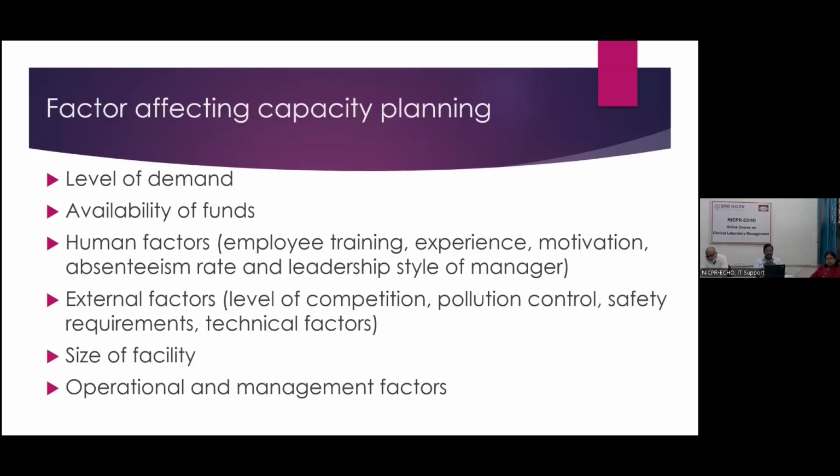Then what are the factors affecting capacity planning? These include level of demand, availability of funds, then human factors, which include employee training, experience, motivation, absenteeism rate, and leadership style of manager. We have learned about leadership style in our previous lecture. So these are the human factors which affect capacity planning. Then there are external factors like level of competition in the market, then government policies on pollution control, safety requirement, and the technical factors of the country. Then size of facility and operational and management factors are other factors which affect capacity planning.